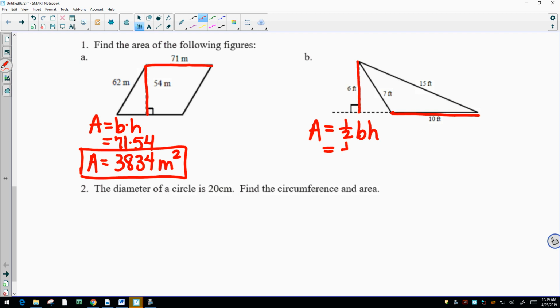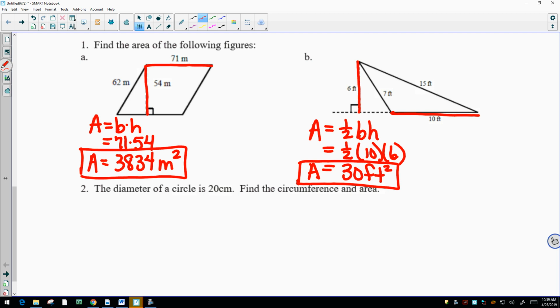So we have here 1/2 times your base of 10 times your height of 6. So if we multiply this out, 10 times 6 is 60. If I take half of 60, we get 30. And our label is feet squared. So that's our area for our triangle.